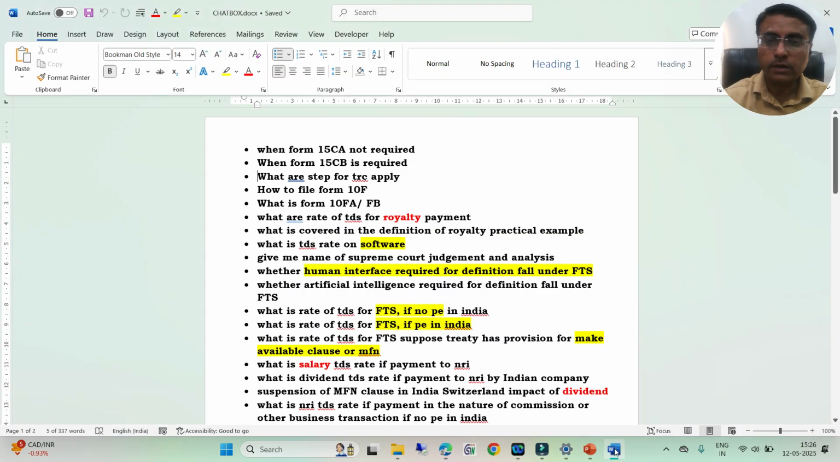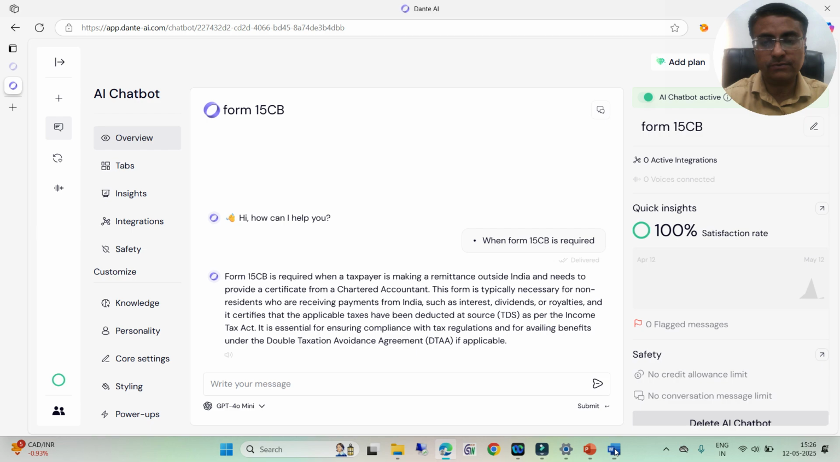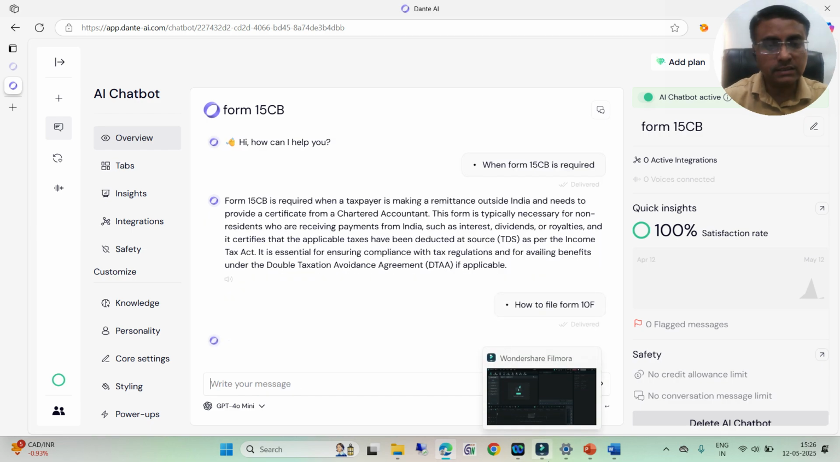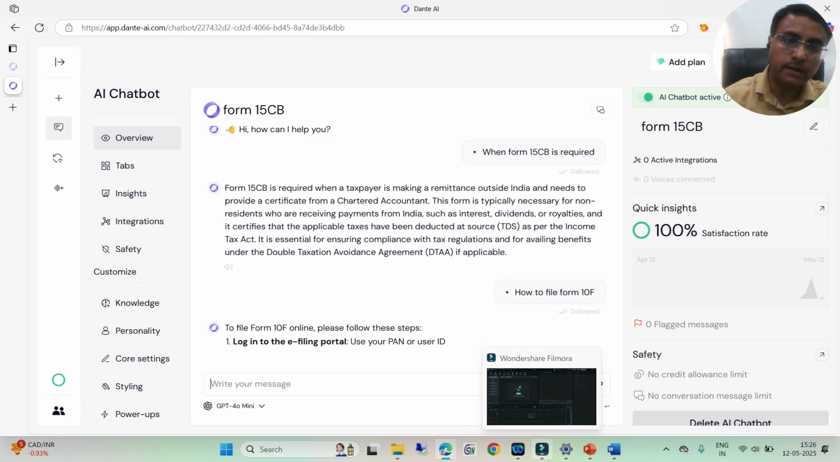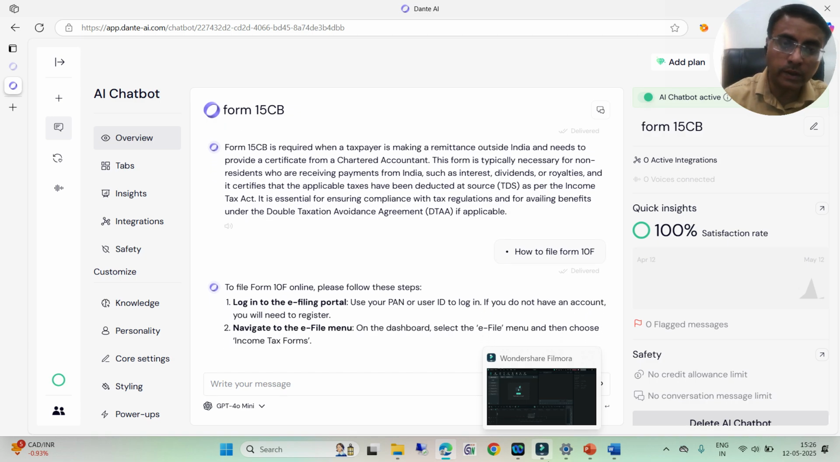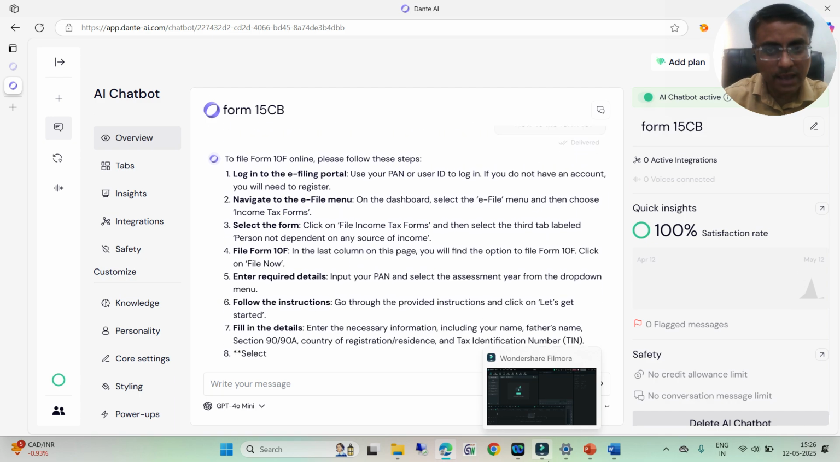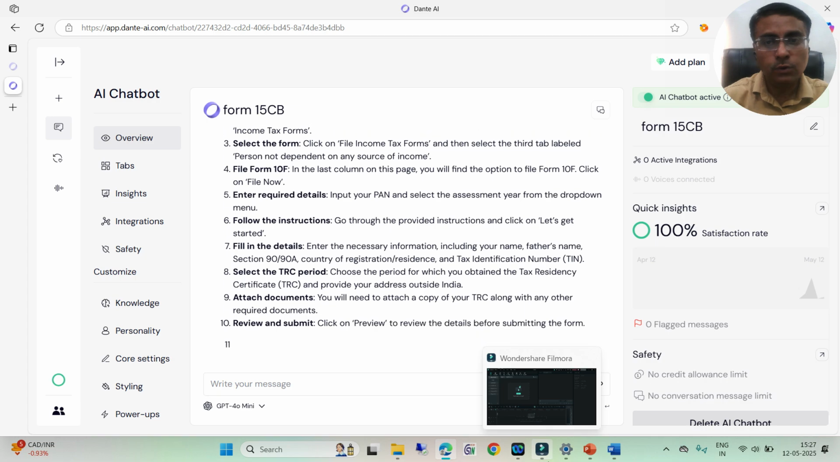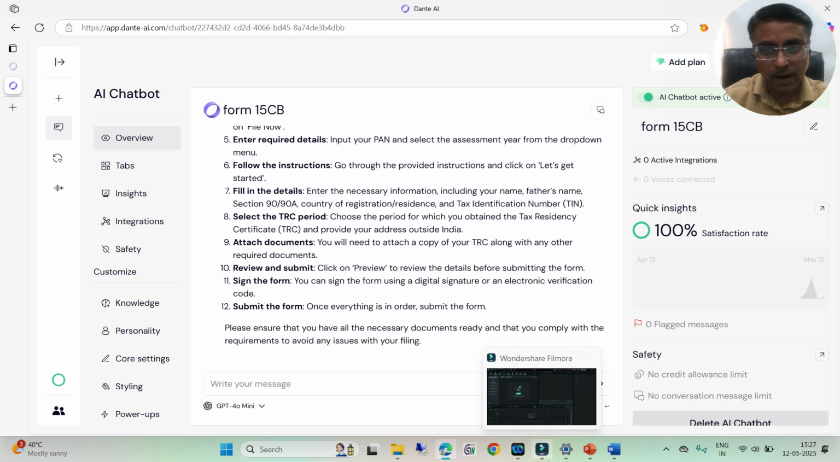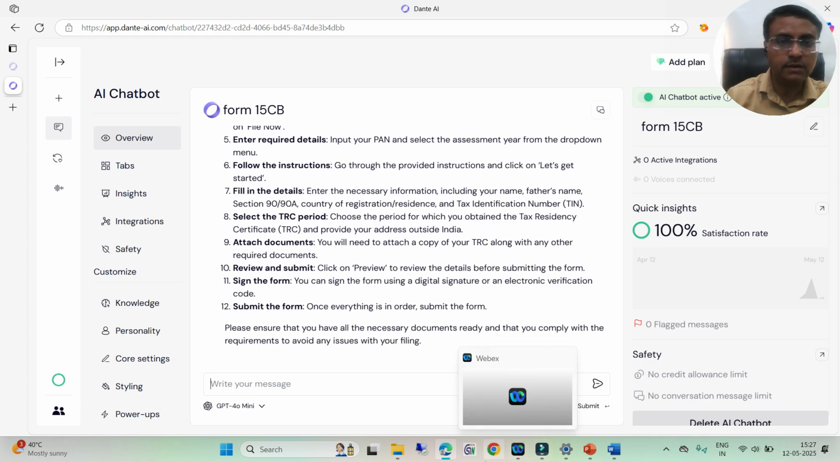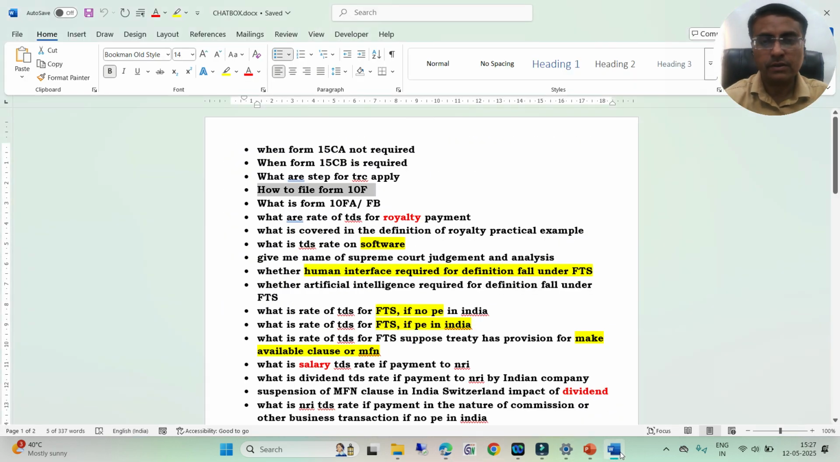Another important question: what are the steps involved for a TRC certificate? How to file Form 10F? Normally, you have a TRC certificate, so Form 10F has to be filed by the foreign non-resident entity by logging into the income tax portal. My AI is giving the answer beautifully: you log in to the income tax portal, select this form, attach the TRC certificate, and you are able to generate Form 10F.